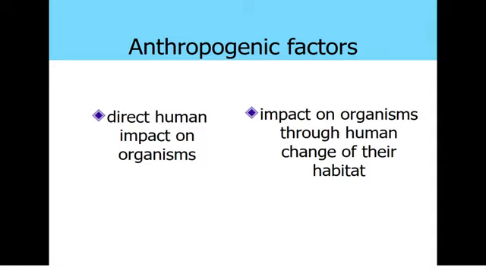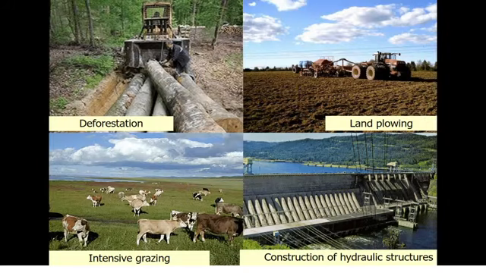Anthropogenic factors. And here we can speak about direct human impact on organisms, or impact on an organism, so humans change their habitat. On this slide you can see different types of these factors. And one of the main problems of modern time is deforestation.